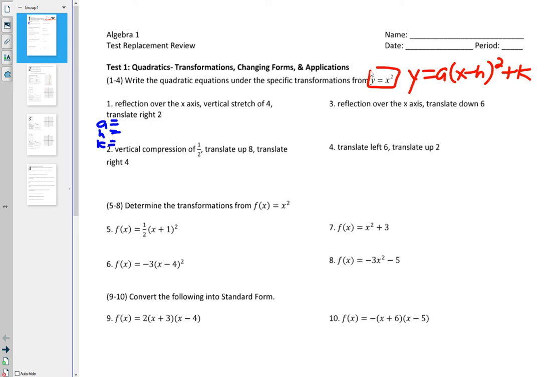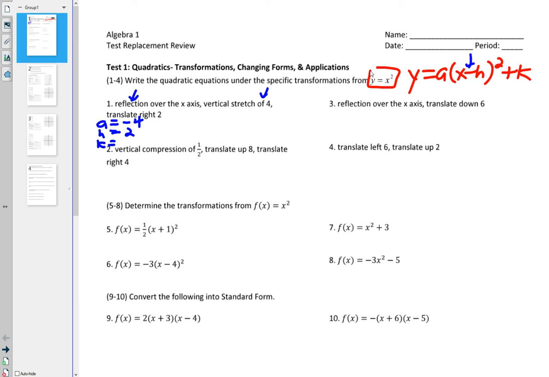What's a in that situation? -4, good. The negative because of the reflection, the 4 because of the stretch. What's h going to be? It is going to be 2 because I'm going to the right 2. But remember, we're not going to see a 2 because of the negative in the formula. Once I plug it into the formula, that 2 is going to become negative.